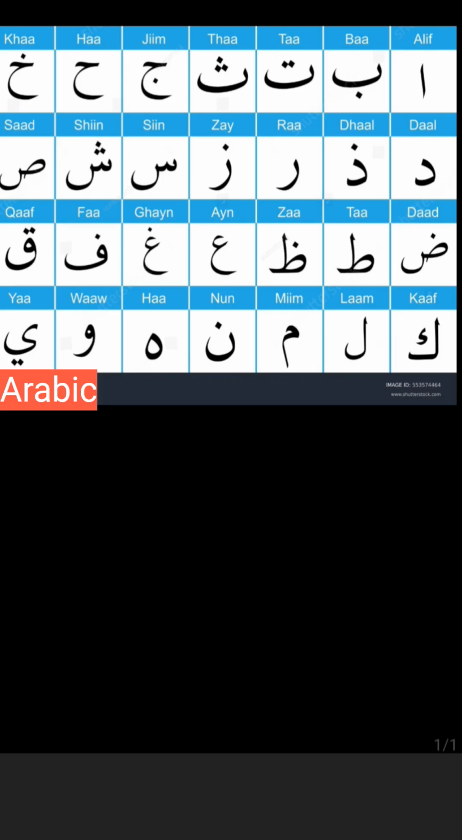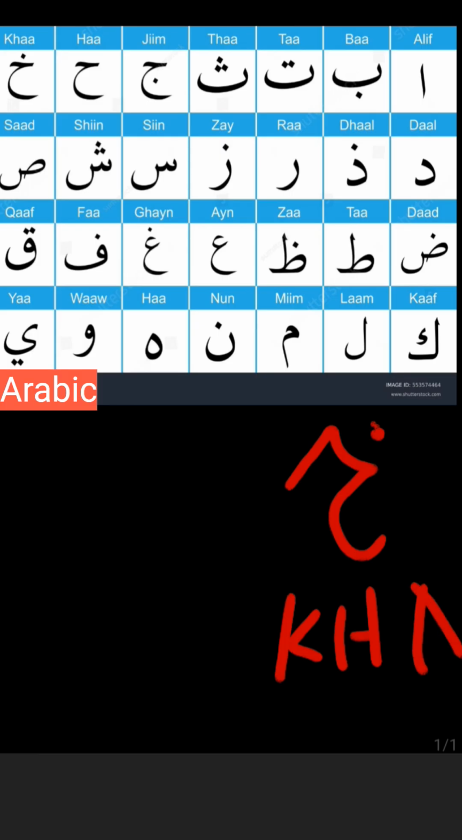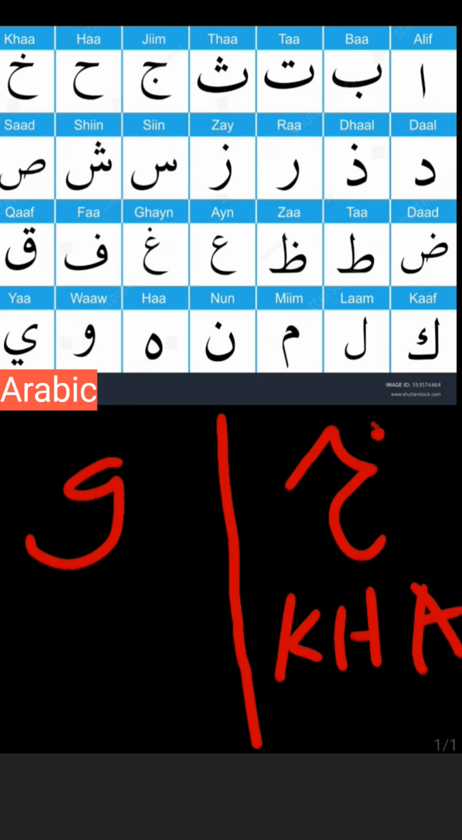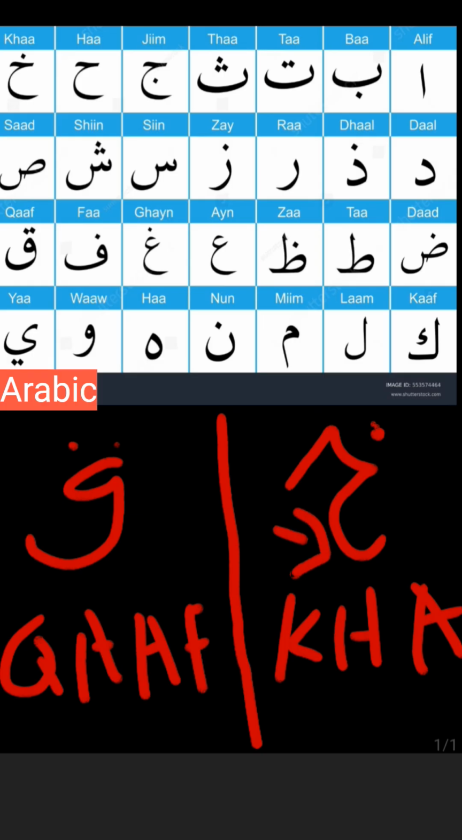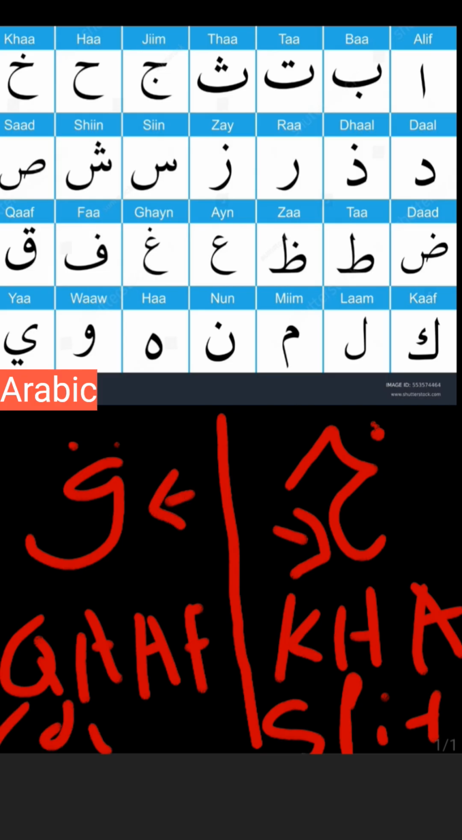Okay, we have kha. That's one dot. Just ignore my bad handwriting. This is kha on the right side, and this is qaf. Now remember the example we gave to distinguish? I said that pretend this one on the right side is like spitting, kha. And this one on the left side is like coughing.